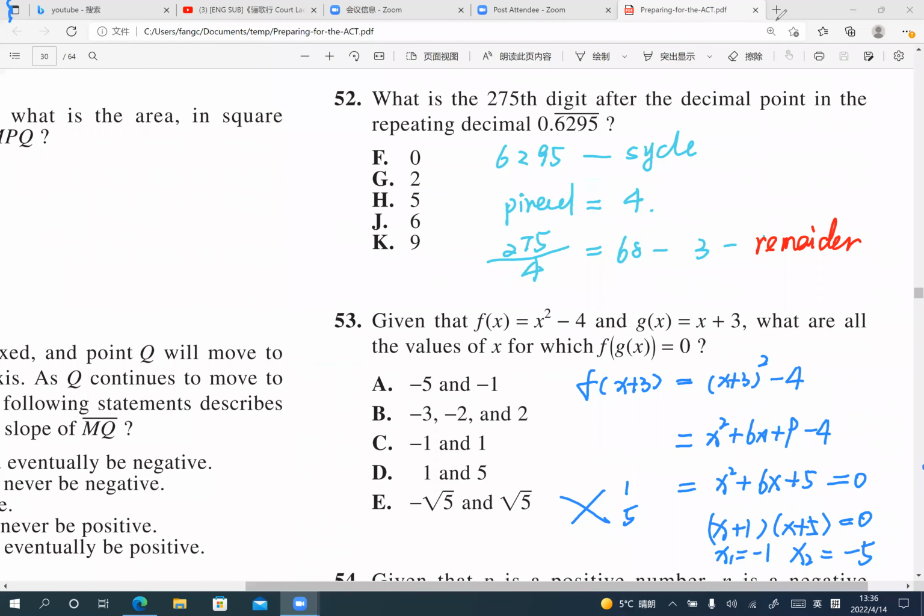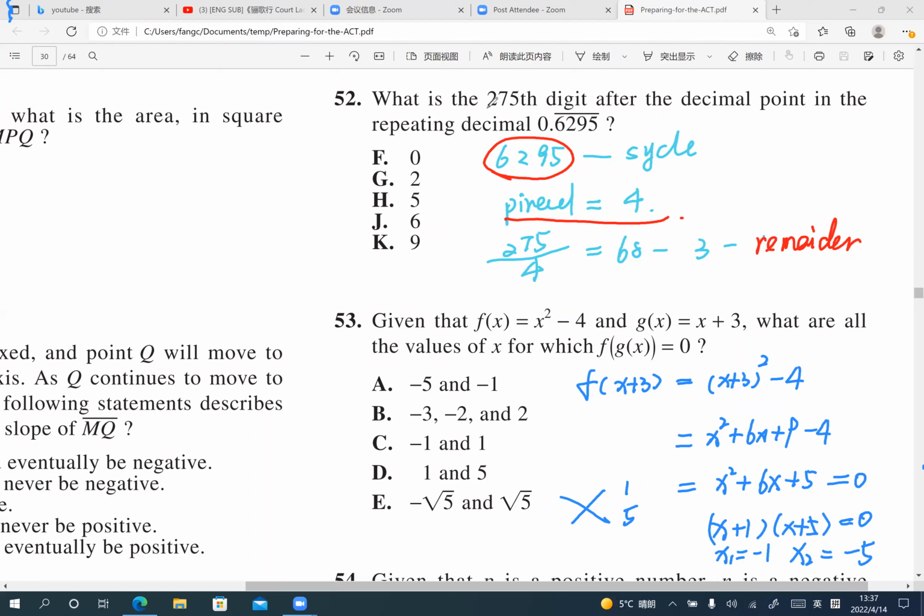Question 52. What is the 275th digit after the decimal point in the repeating decimal 0.6295 (repeating)? For the repeating decimal 0.6295, we can tell 6295 is a cycle. So every 4 digits is a cycle, and the period is 4.